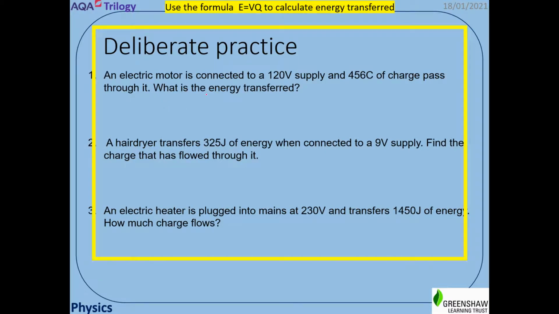So, what is the energy transferred? So I'm using E equals Q times potential difference. I've got 456 coulombs times 120 volts.